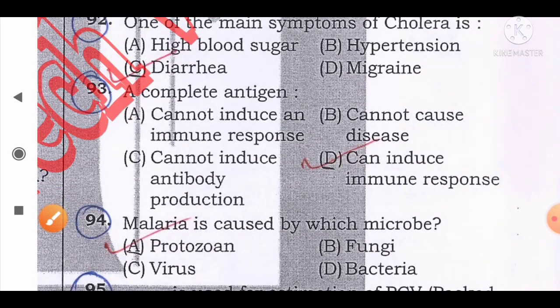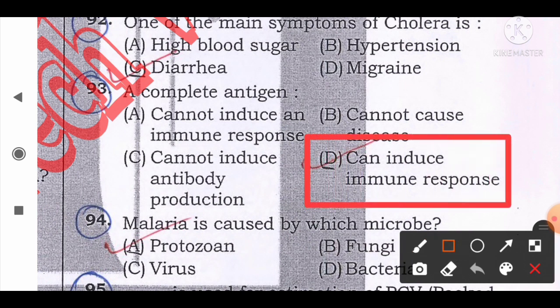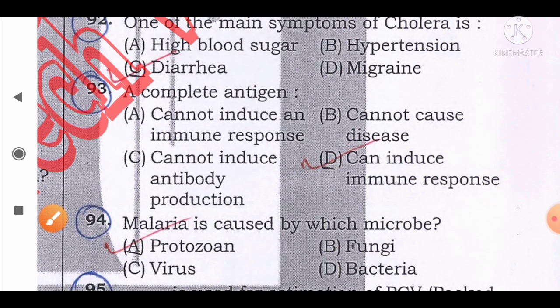Move to the next question number 93. A complete antigen, option A, cannot induce an immune response, B, cannot cause disease, C, cannot induce antibody production, D, can induce immune response. So the correct answer for this question is that a complete antigen can induce immune response. So D, can induce immune response, is the correct answer for this question.